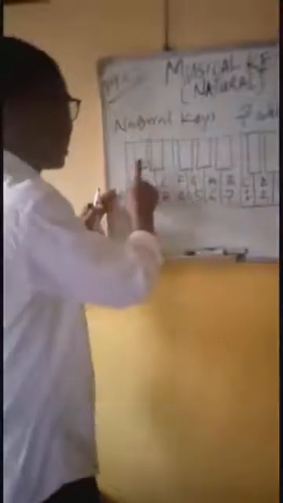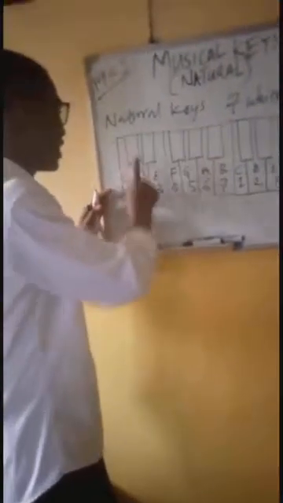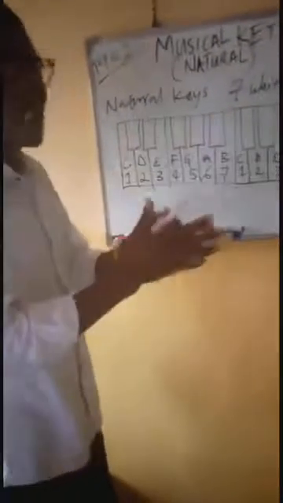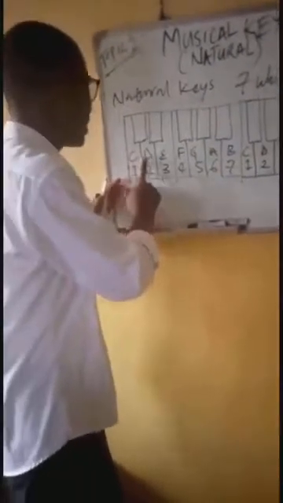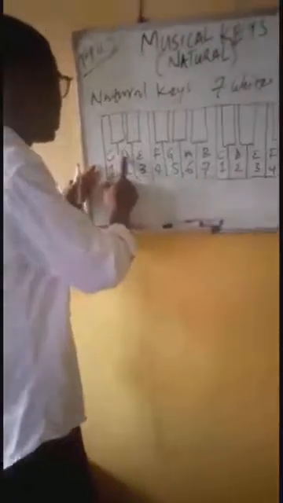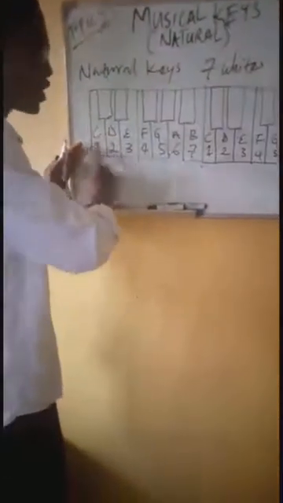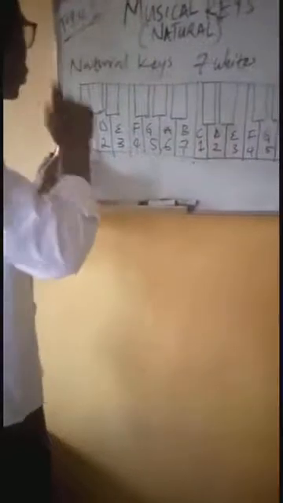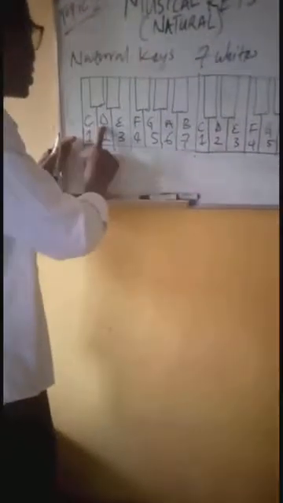How do we know the distance between C and D when we only know the distance between here and here and here and here? Since we know the distance between this and this, this and this, we can add up those two distances to give us the distance between C and D. I repeat, we are having C and D. D is not here, but D is here because they are all natural keys on white keys. How do we know the distance between C and D?